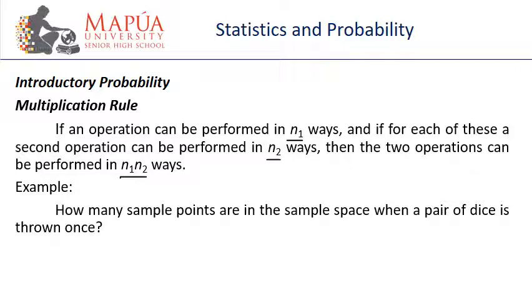So let's say, for example, how many sample points are in the sample space when a pair of dice is thrown once? Note that the first die can land in any one of 6 ways. This will be denoted as n sub 1. For each of these 6 ways, the second die can also land in 6 ways. This will be denoted as n sub 2. Therefore, the pair of dice can land in n sub 1 times n sub 2, equal to 6 times 6, which is equal to 36 possible ways.